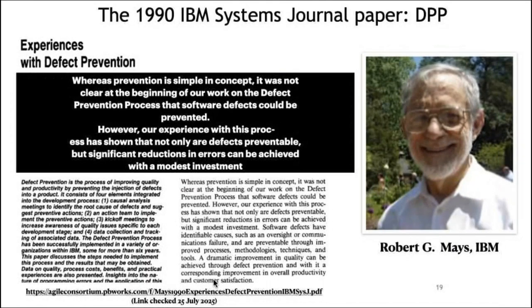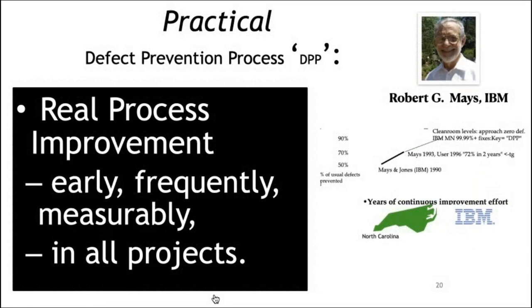That's roughly the method. Here's a headline from his paper, and really the paper is the one in our book. Significant reductions in errors can be achieved with a modest investment. And here you can read the original paper from nothing like the original Robert Mays. Okay. So defect prevention process, very, very practical.